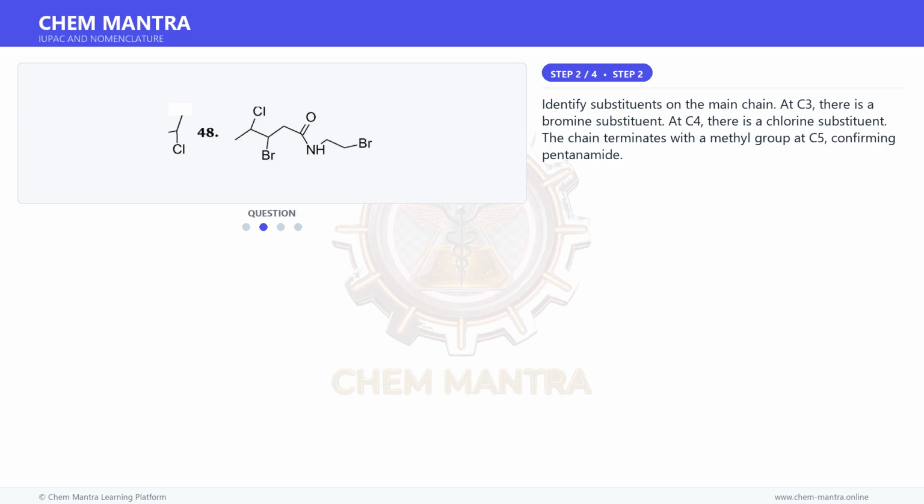Identify substituents on the main chain. At C3 there is a bromine substituent. At C4 there is a chlorine substituent. The chain terminates with a methyl group at C5, conforming to pentanamide. Moving on to the next step.